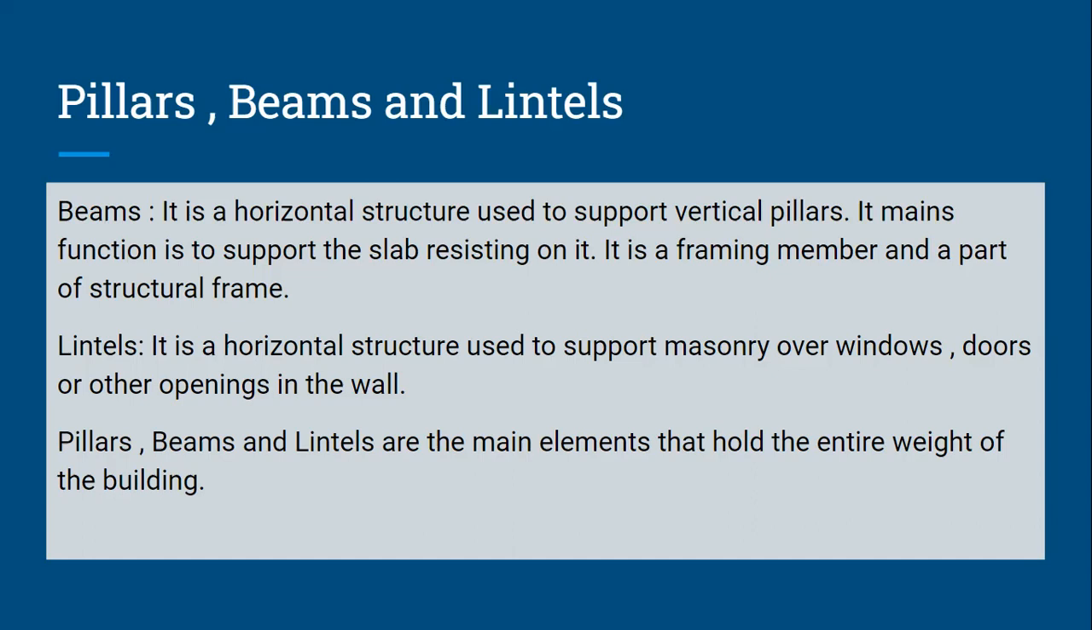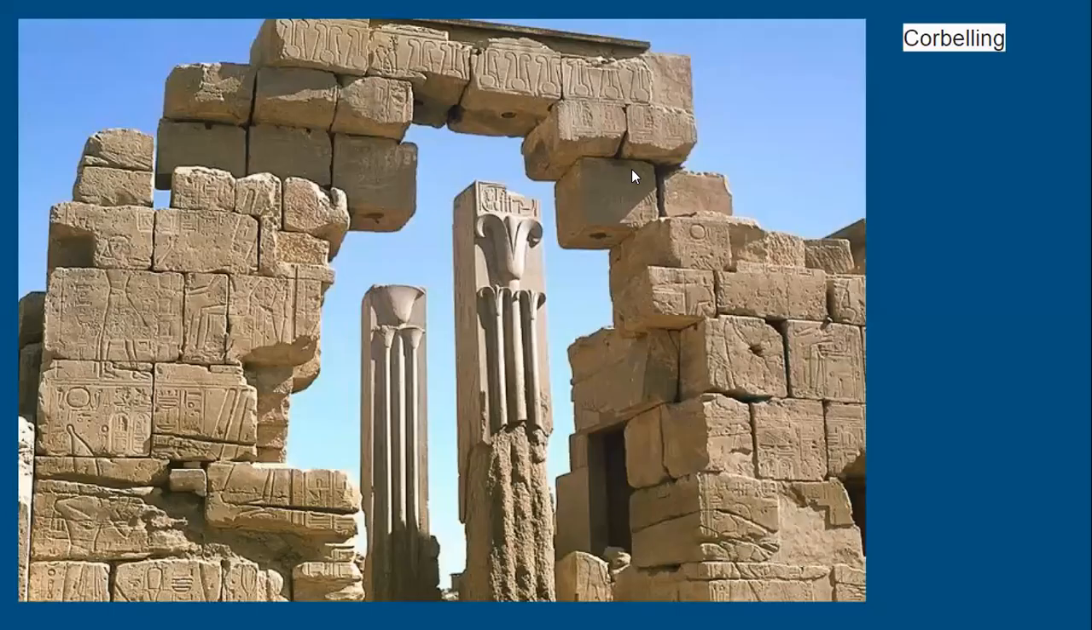No, ma'am. All right. The next part, the next is corbelling, okay? So we saw that in trabeate form, pillars are there, beams are there, lintels are there, and then we have corbelling. So what is corbelling?